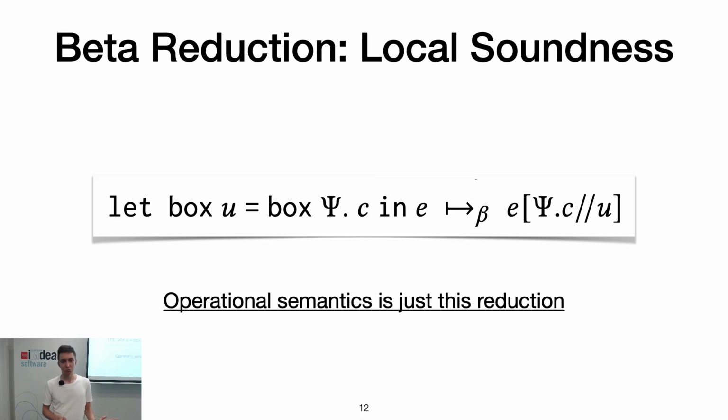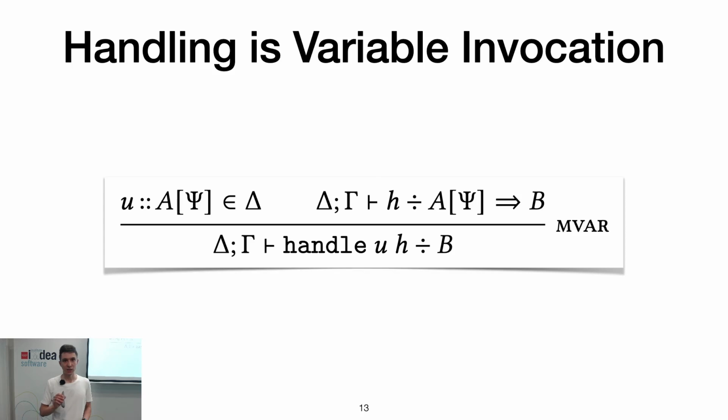It works by reducing the box term to an actual box, taking the computation out of it, and substituting it for the variable. The way to use that variable is actually with handling. That's where handling comes into play. So handling for us is a variable rule. It applies not to a computation, but to a variable. And it is important because it allows us to keep the operational semantics simple. We don't have to define handlers on every clause of a computation.